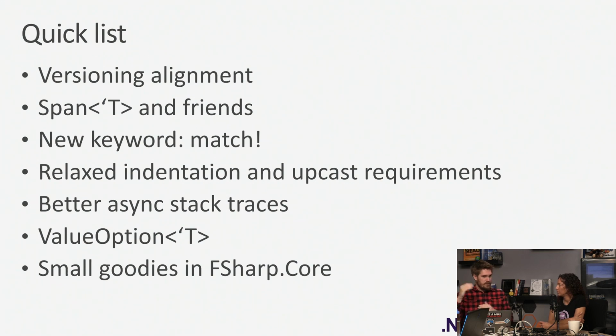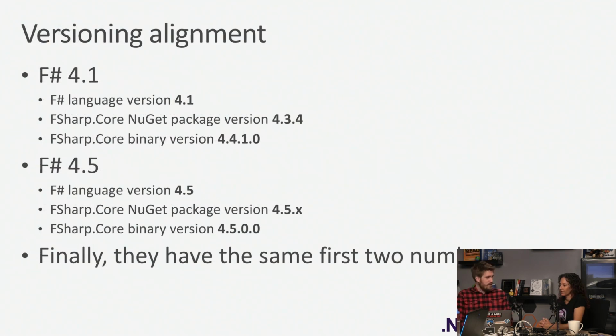We have value option of T, which is similar to option of T, except it's a value type, so it's a struct rather than the heap allocated one. There's that type and a little bit of stuff with it, but it's more a building block for some future things that we want to do with it. And then we have some smaller goodies in the F# core library, some small performance improvements, bug fixes, lots of community involvement there, and a few utility functions that make your life easier. So cool.